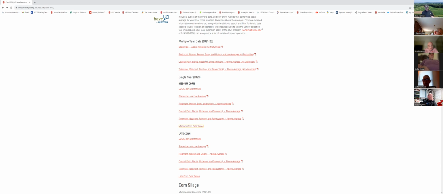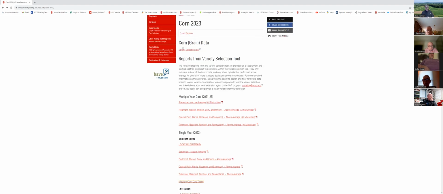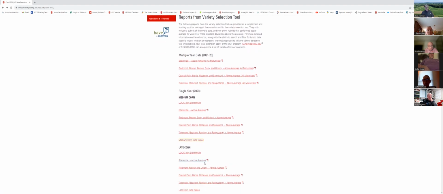So that's where the OVT data is. This is how we're set up. All of our data, if you go to ncovt.com, is situated there, whether that's the link to the variety selection tool itself, or all of the data in tabular format, in Excel format, in location summary format. You have a lot of different options, whatever fits your style of looking at this data, we're providing that to you.